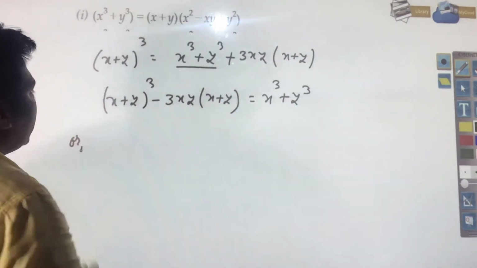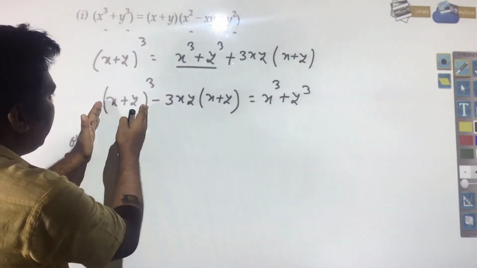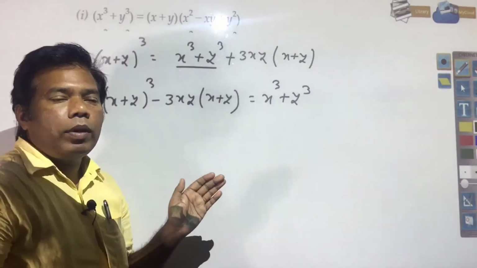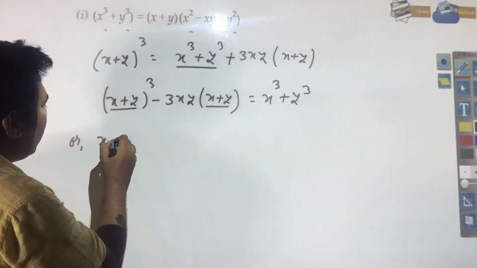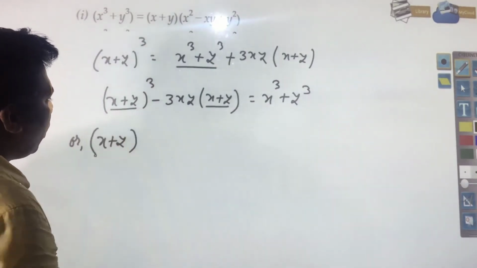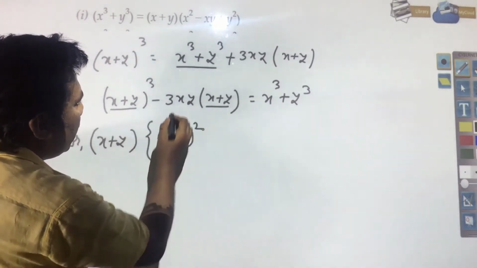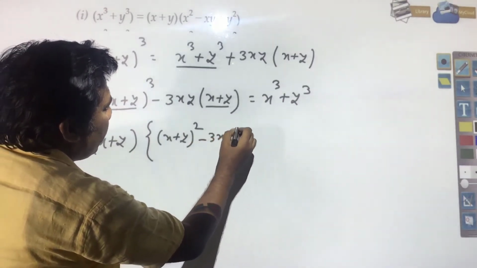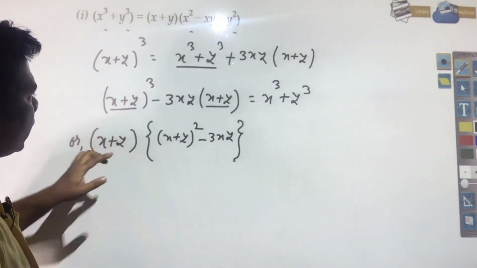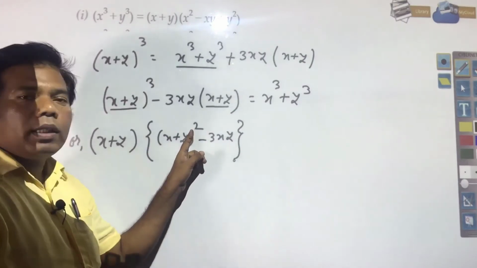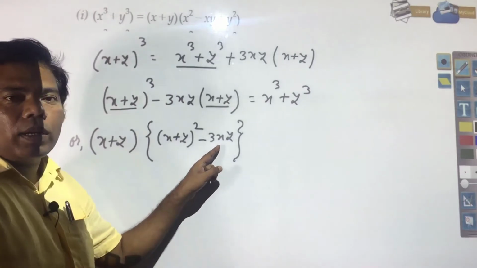Now, here you see, x plus y whole cube you have and x plus y you have, two terms. This is the first term, this is the second term. If we are taking common x plus y, what will be left? X plus y whole cube we had, x plus y we have taken out, we are left with x plus y whole square, and here x plus y already we have taken out, we are left with minus 3xy.